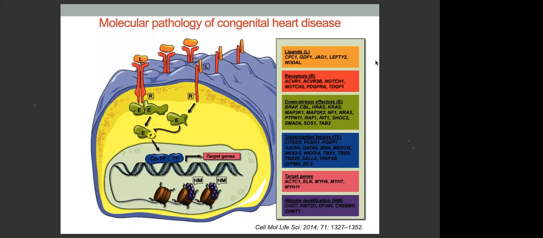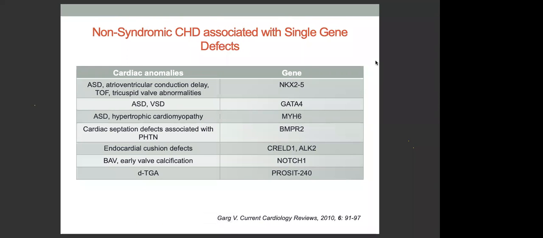There are various genes associated with congenital heart disease, like genes encoding transcription factors, genes involved in cell signaling, genes encoding structural proteins, and genes encoding epigenetic regulators as well. There is a lot of non-syndromic congenital heart disease which is associated with single gene defects. For example, the gene NKX2-5 is associated with atrial septal defect, atrioventricular conduction delay, TOF, or tricuspid valve abnormalities.